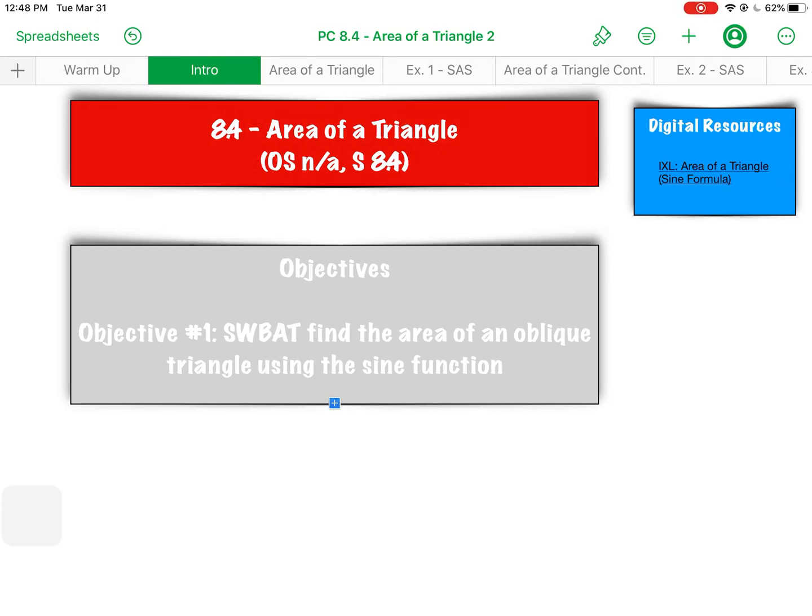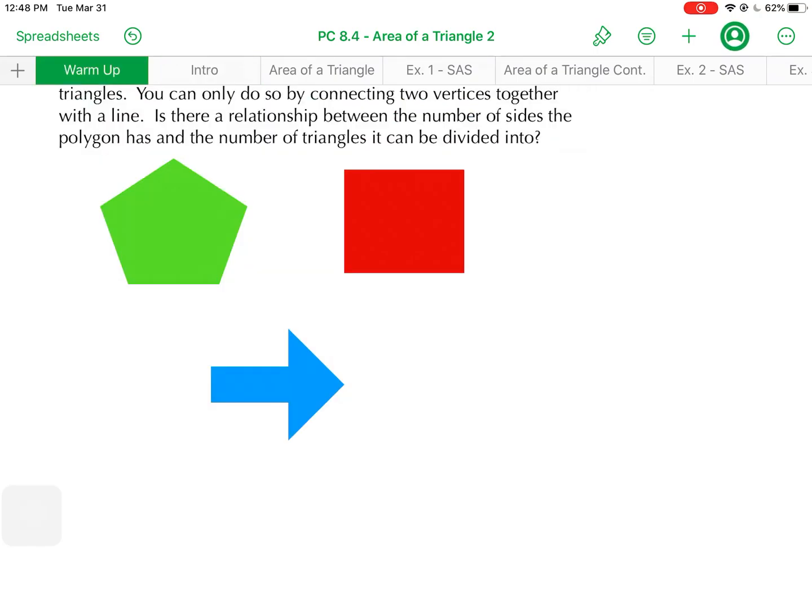Hey there everyone, today we're going to be finishing up our unit on triangle applications, and we're going to be looking at finding the area of a triangle. Okay, let's start with a little warm-up here.